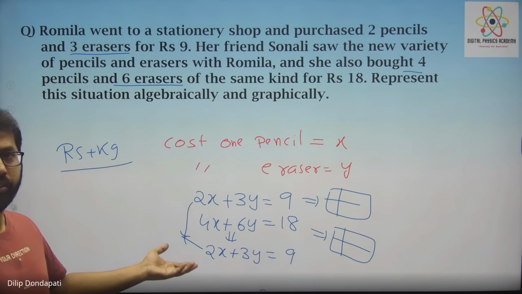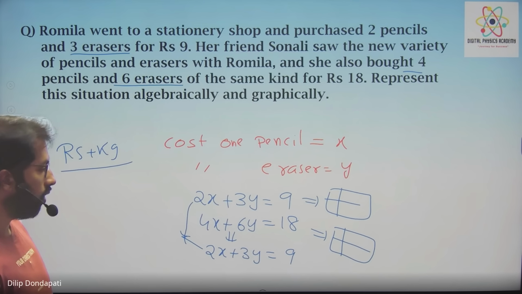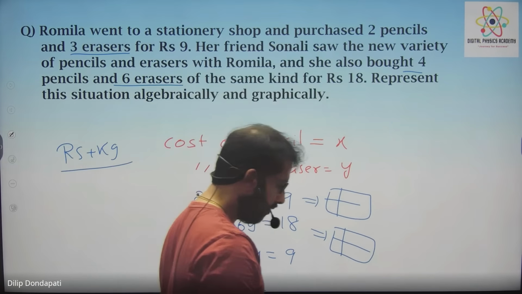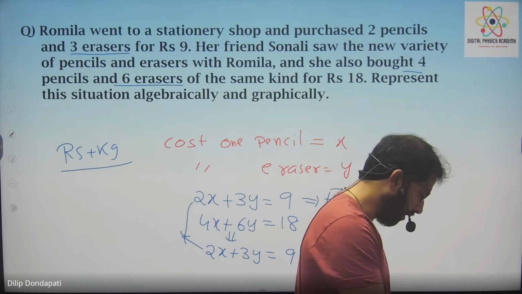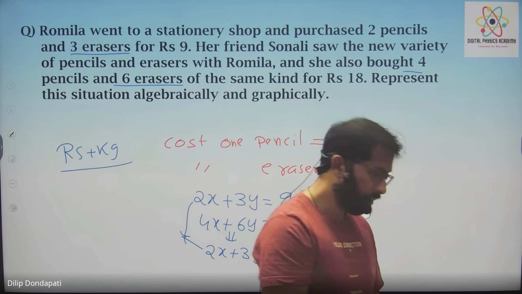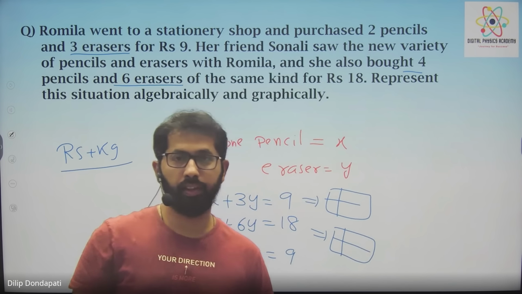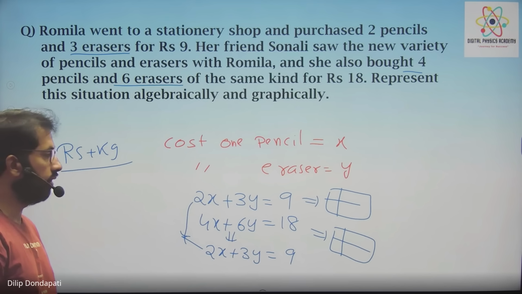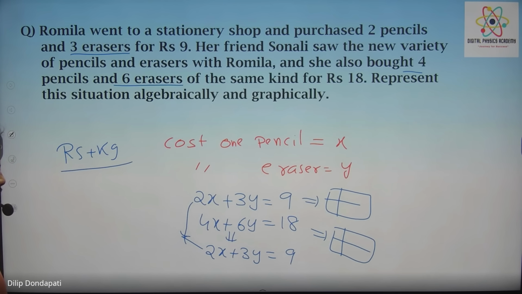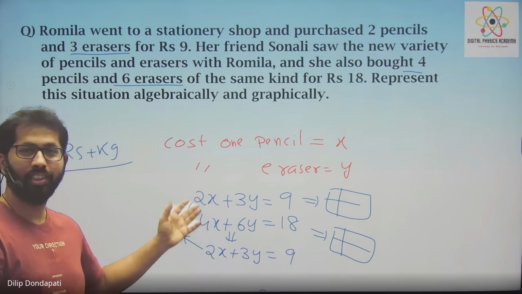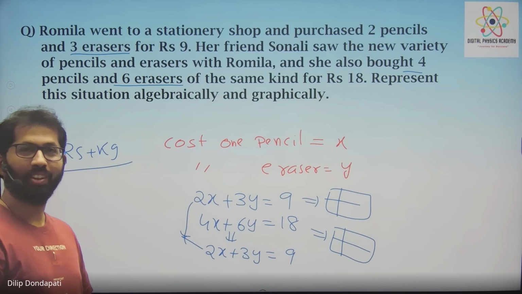Take 2 points. Sir, it'll be coincident. Coinciding, yes. They'll have an infinite number of solutions. Okay, we'll see. Yeah, the answer is coinciding. Because see, the same equation came twice, coinciding. So there is no need to plot it.